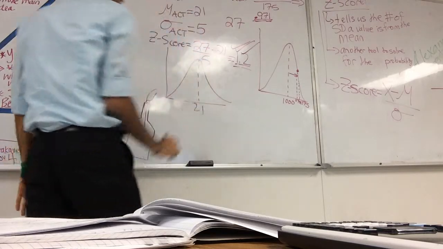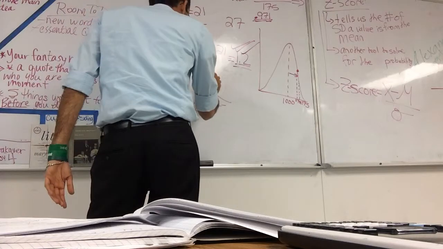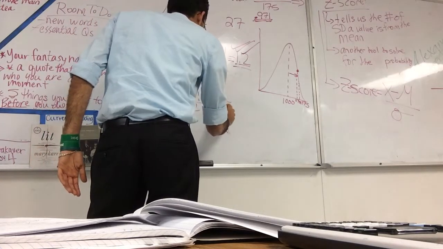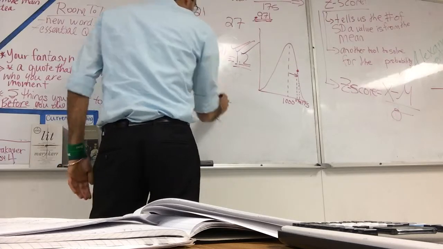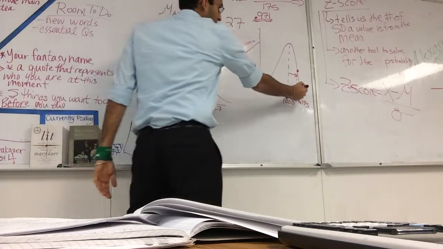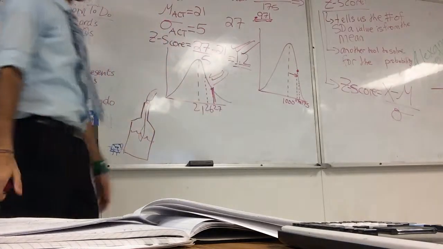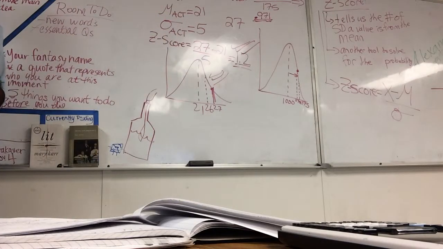So if you think about the graph for ACT, here's the graph. Here's the mean at 21. Here's one standard deviation away at 26. And my score was over here at 27. So I am above one standard deviation. Here I'm below one standard deviation. This is where I did better relative to other people. So definitely for the previous problem that I did.